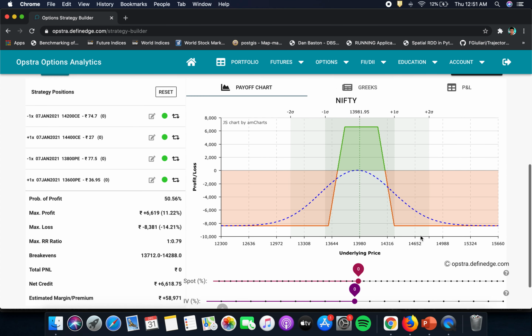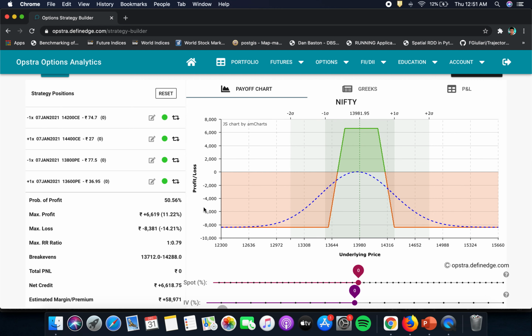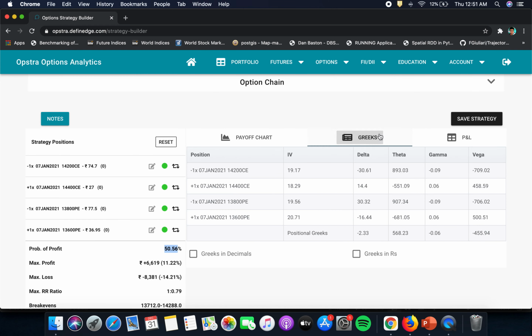This is a normal iron condor that we are all familiar with, and you get the probability of profit to be around 50%. This is the max profit, this is the max loss, and this is the range. Now, this range is okay, but maybe we want more because markets are really volatile right now and we don't really know what would happen. Also, let me show you the Greeks.